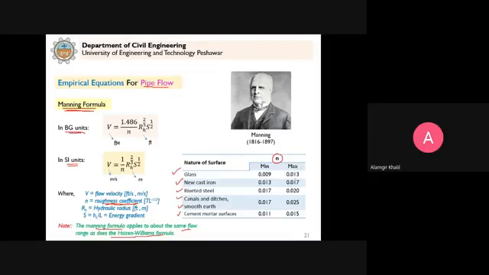Clear? So we can use n directly from here, and we can avoid the trial and error procedures because of the friction factor. These two equations are discussed in our textbook, and we can use them to solve pipe flow problems. Clear? And it avoids the use of the friction factor.